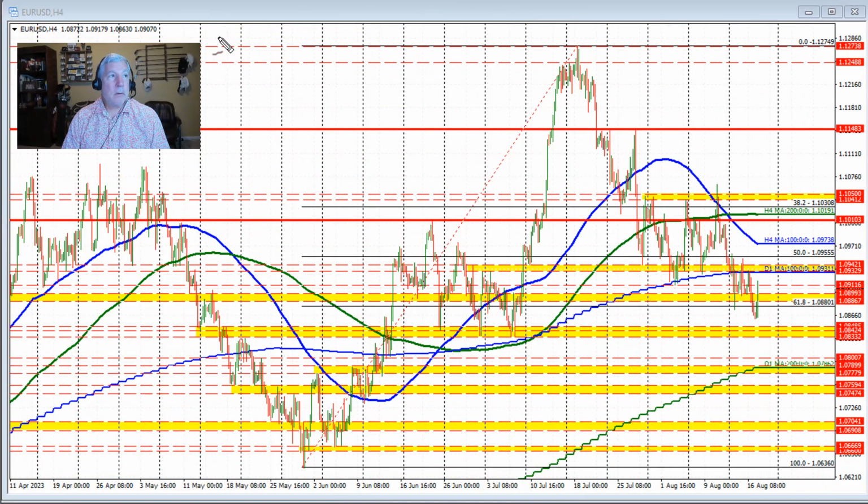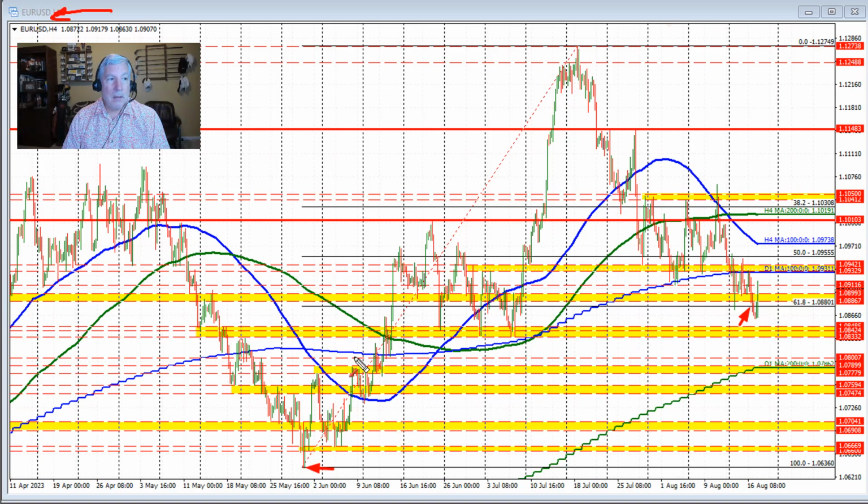Let's take a look at some of the major currency pairs as we kickstart our trading day. Looking at the Euro versus US dollar, I'm looking at the 4-hour chart to begin with. The price low yesterday took the price below the 61.8% retracement.